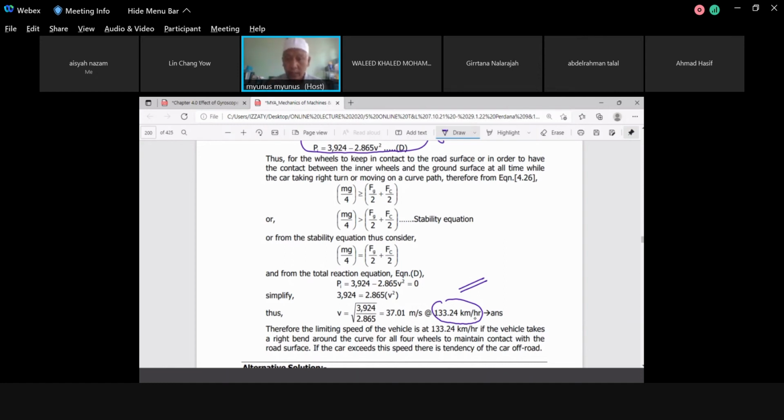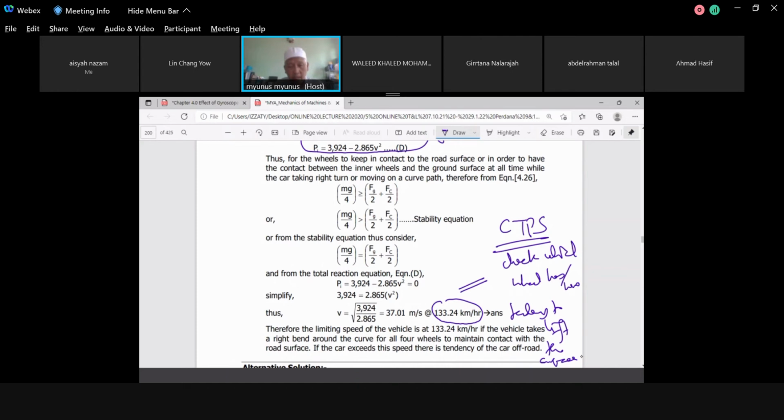The wheel will tend to leave the ground. How are you going to prove that one? So that is another equation. Check which wheel has or have tendency to leave the ground, the surface.